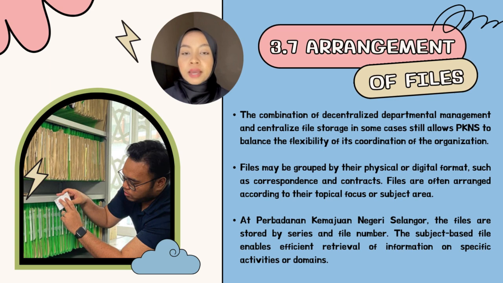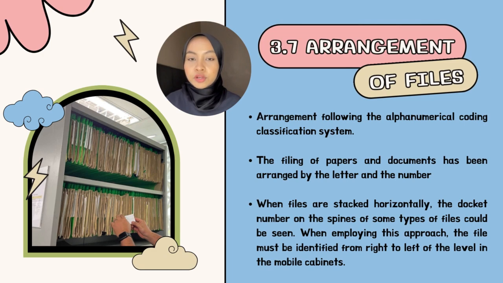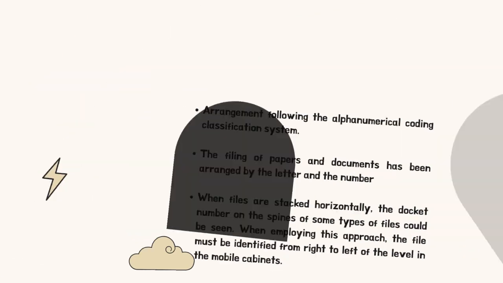The files may be grouped by their physical or digital format, such as correspondence and contracts. Files are often arranged according to their topical focus or subject area. At Perbadanan Kemajuan Negeri Selangor, the files are stored by series and file number. The subject-based files enable efficient retrieval of information on specific arrangements following the alphanumeric coding classification system. The filing of papers and documents has been arranged by letter and number. When files are stacked horizontally, the docket number on the spines of some types of files can be seen. When employing this approach, the file must be identified from right to left of the letter.